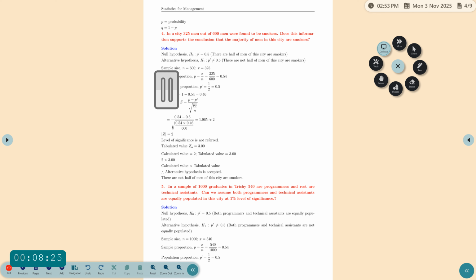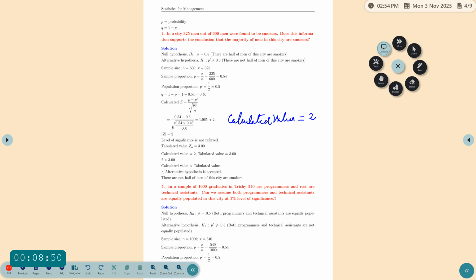Okay, now this is 2. I have it as 2 because it is almost closer to 2. And then we have to check the tabulated value. So this is the calculated value, which is almost 2. Now we have to find the tabulated value.